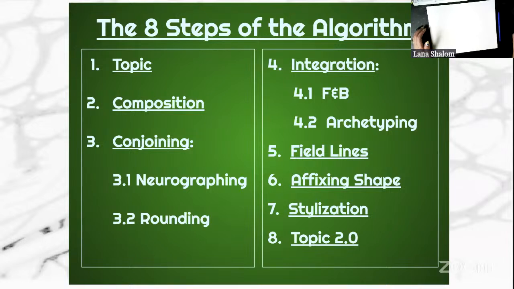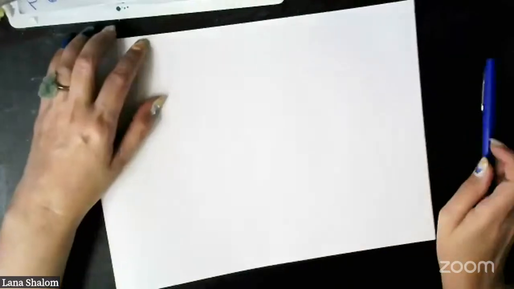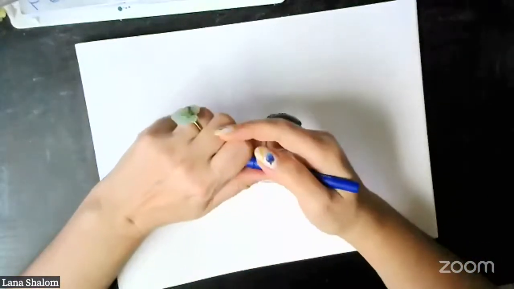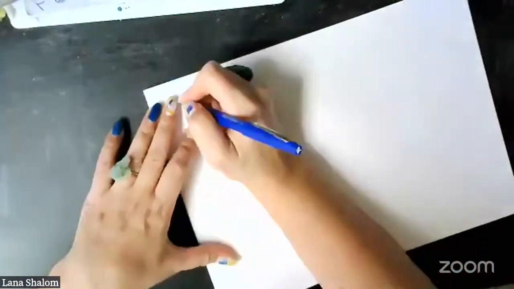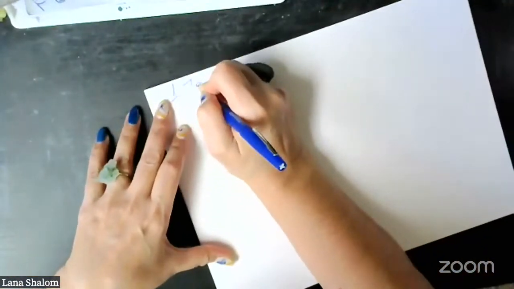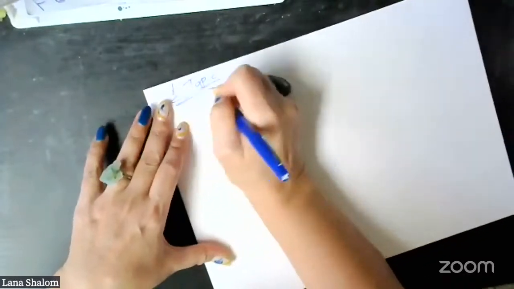Okay, I need to turn off my sharing. Okay, now you can see. Now, Instagram, you can see what I'm drawing as well. Let's do this. Step number one is setting the topic. Step number one, topic.